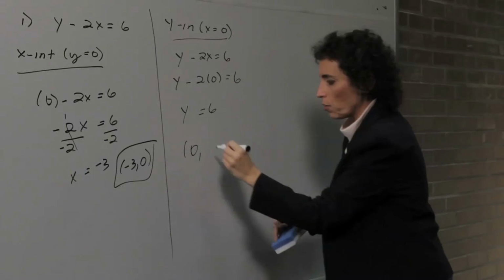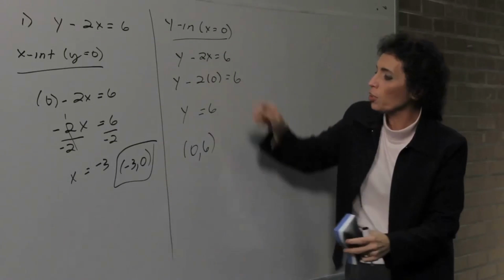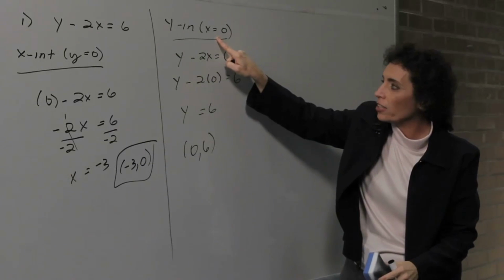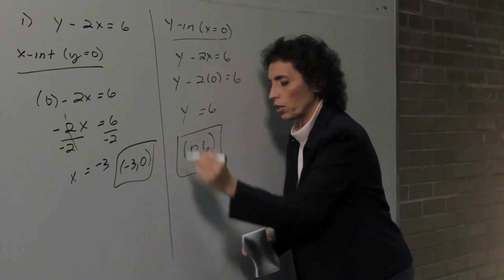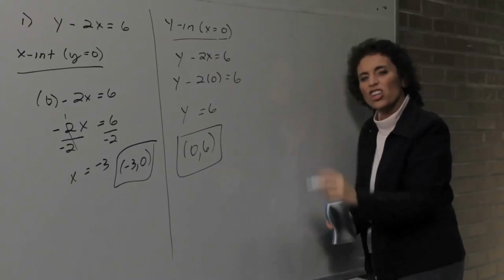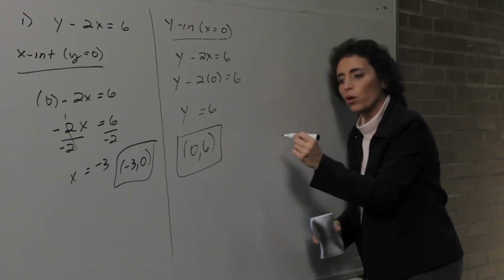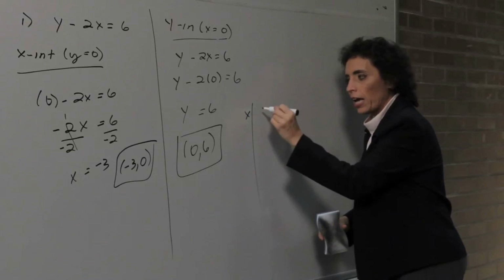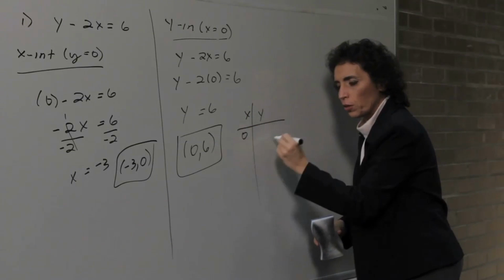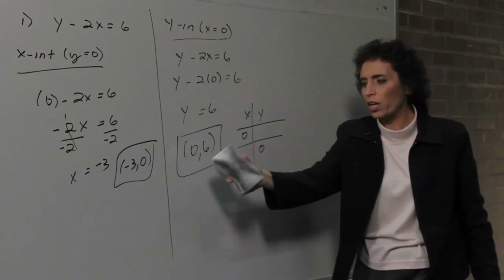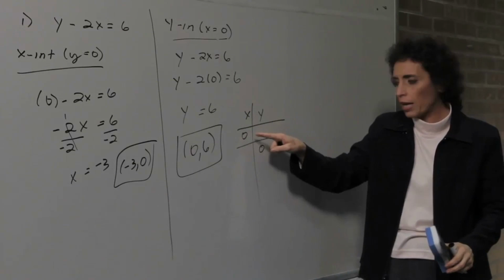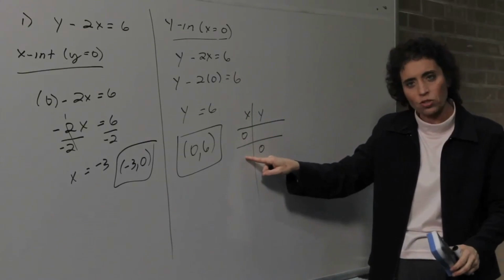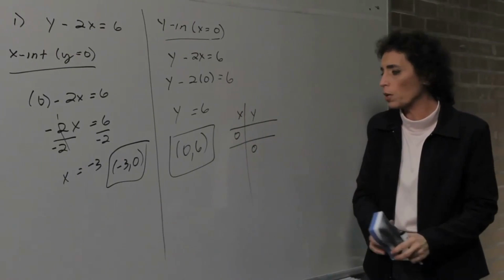Because remember that you made x equals 0. So there's your point 0, 6. If it's easier for you to make a little graph, a chart like this, so that you remember to use those zeros in your points, you can do that. Because this will give me the y-intercept, x is 0. This will give me the x-intercept, y is 0. That's absolutely up to you.